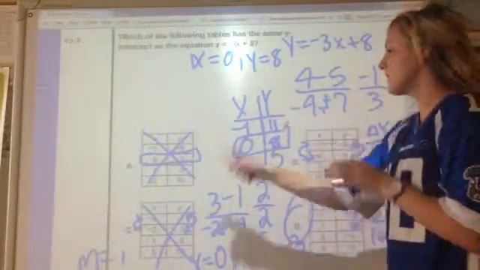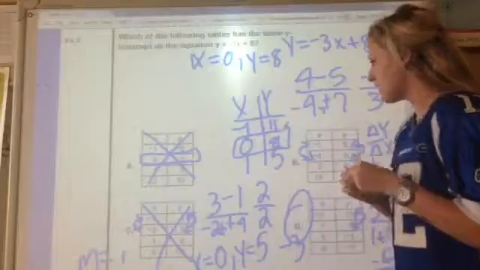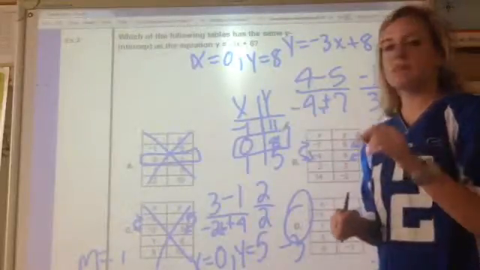And that's what you have to do whenever you're given a bunch of tables: figure out your slope and then go from there. All right, guys, that's going to be it for me. Let's go ahead and practice.